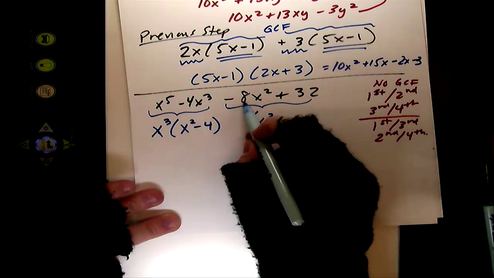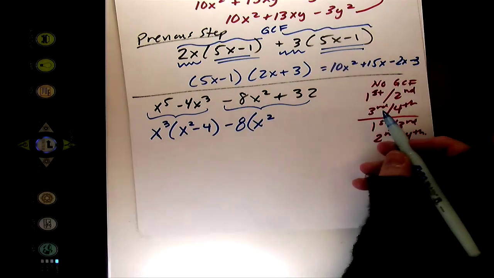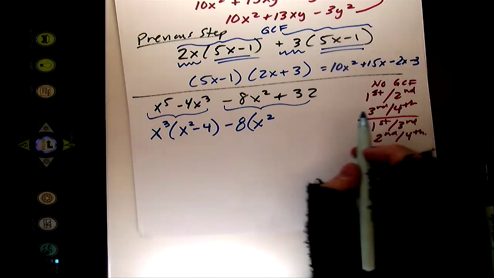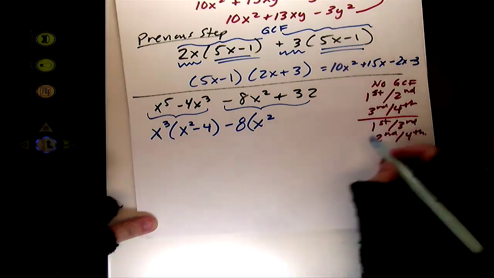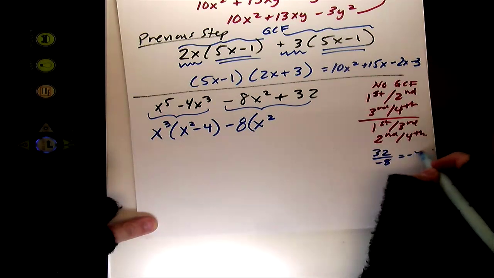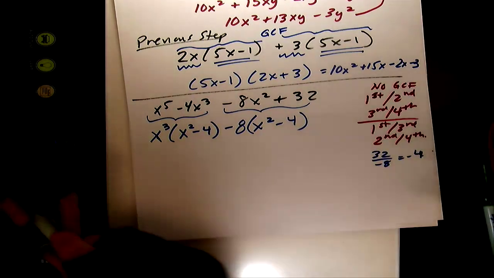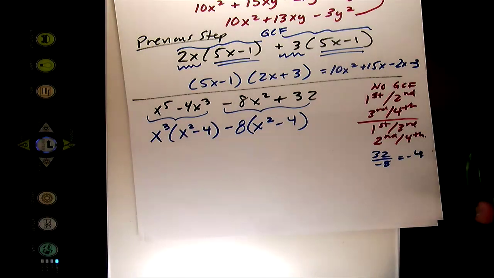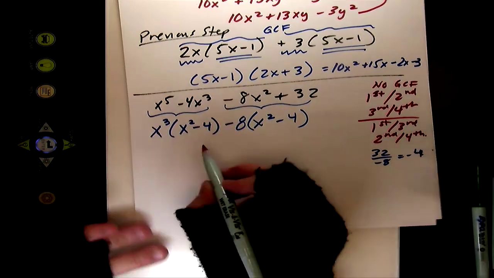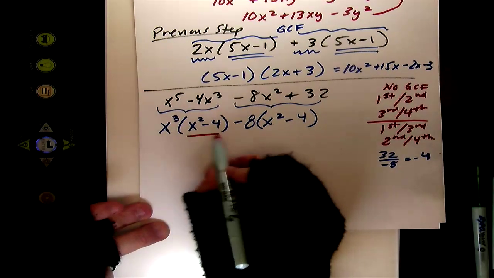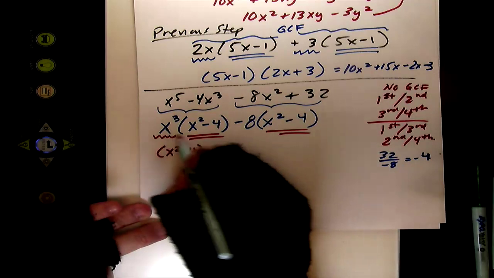So I want to be able to factor out something here and have an x squared. And the thing I want to factor out is, well, -8, I've got to get rid of the -8. The negative has to go with it too. So if I take a -8 out of 32, 32 divided by -8 is -4. Which is good because the grouping worked. These can get pulled out. And it leaves behind x cubed minus 8.